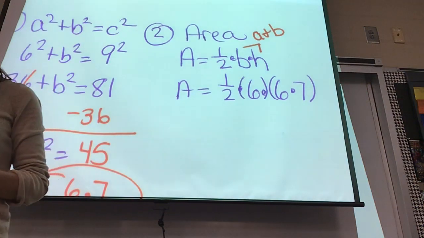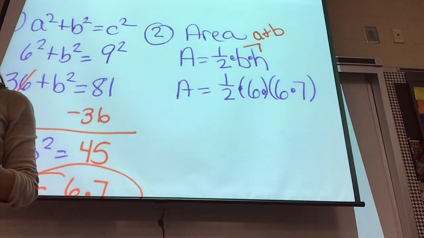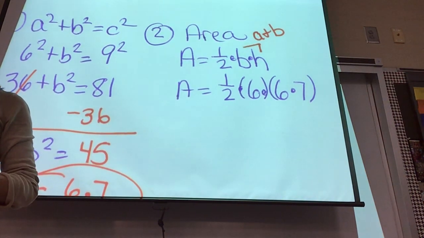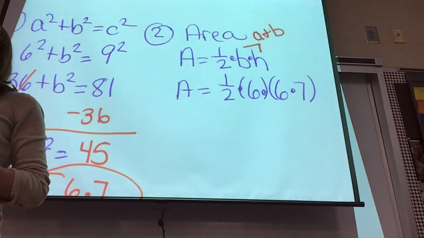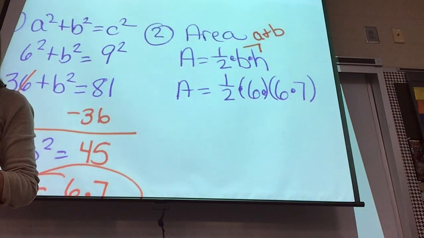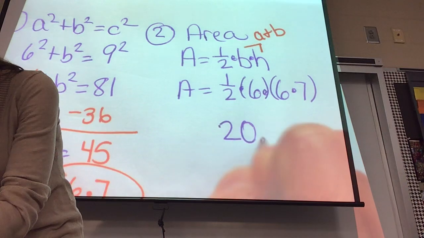So if you multiply this out, 1/2 times 6 times 6.7, again, make sure they're rounded to the 10th. What are we gonna get? 20.1. So our final answer here is 20.1.